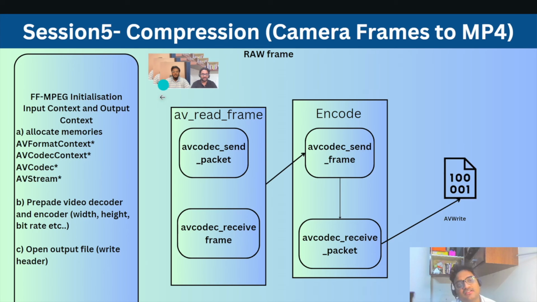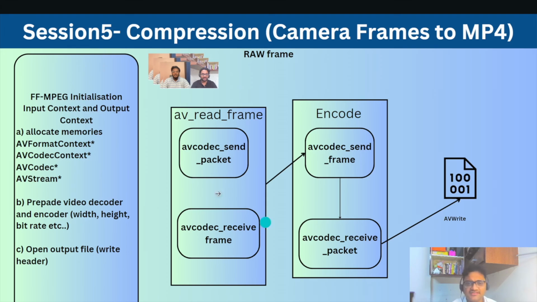We have data coming from the camera, and then we have these steps: read frame, send packet, receive frame, encode, send frame, receive packet. The most important thing is that you need to ensure all these parameters are routed to the corresponding input and output. If it is a file, how to route; if it is a camera, how to route; if it is an image, how to route. All those things you have to take care of during initialization.